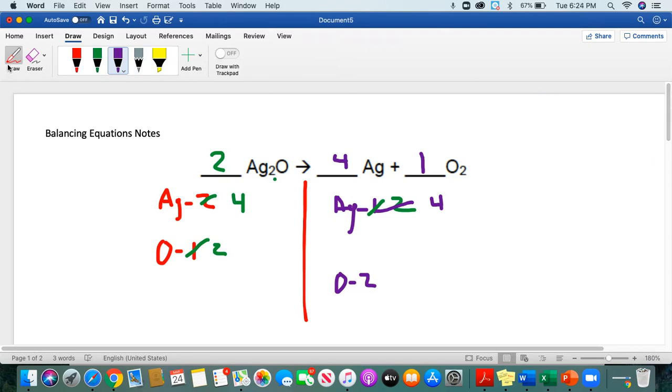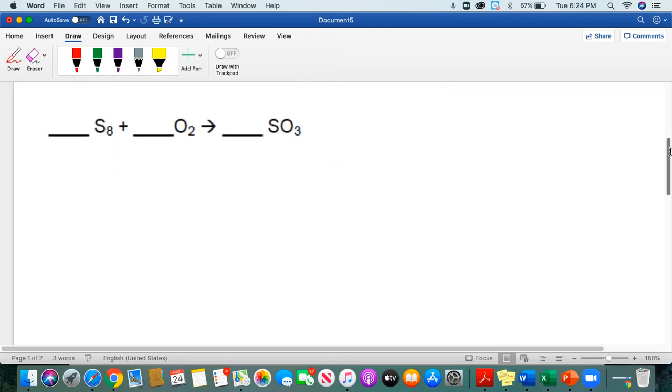So that was a relatively easy example. We'll work through another one. This one, I'm not going to list all the atoms. I'm just going to talk through it because you don't have to list all the atoms every single time. You can, but you don't have to. Okay. So let's work through it. I have 8 sulfurs here. I have 1 sulfur here. Okay. And I have 3 oxygens and 2 oxygens.